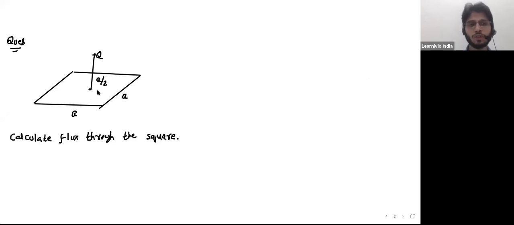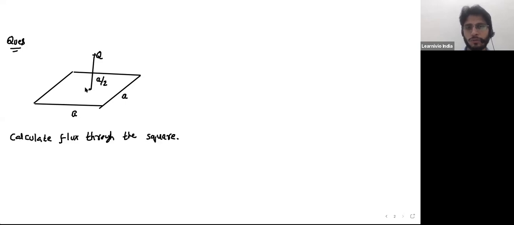To make this a closed surface, what we can do is, yes, Abdullah, can you guess how we can make this square a closed surface? Square is an open surface, no? Can you convert it into something which is a closed surface?